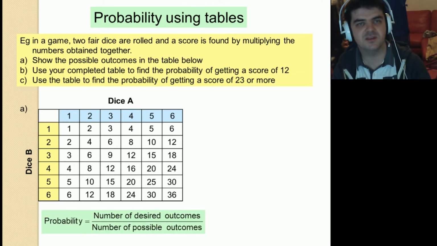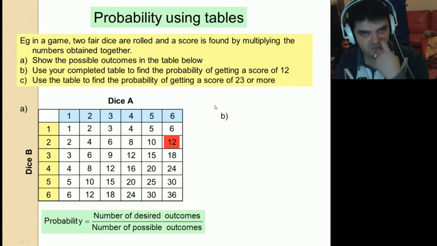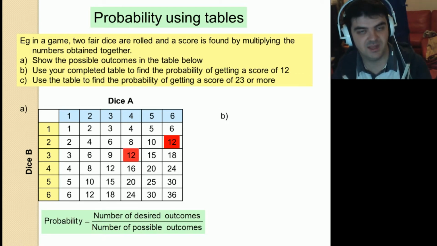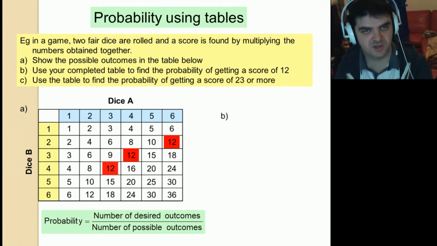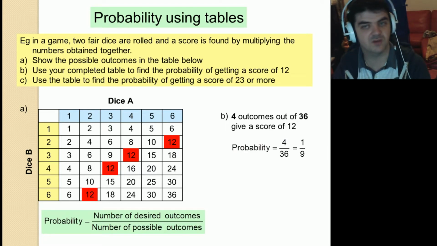Use your completed table to find the probability of getting a score of 12. Well, again, there's 36 total possibilities. What's the probability of getting a 12? Well, there are 1, 2, 3, and 4 different times that the 12 appears. So that probability would be 4 out of 36, which is 1 over 9.